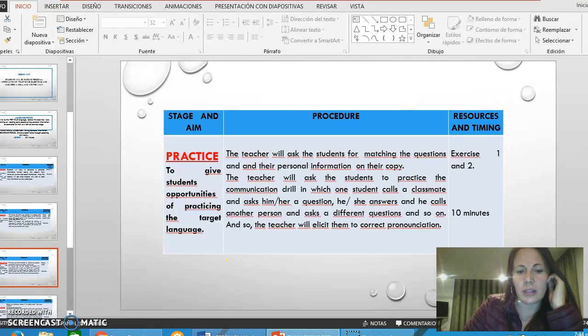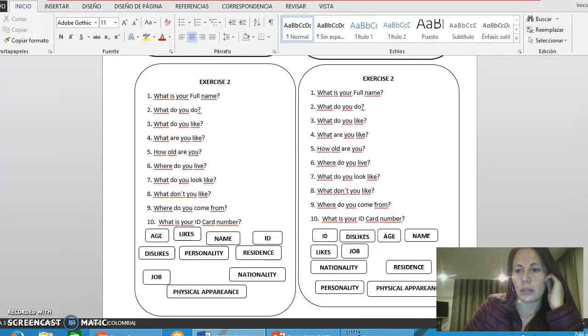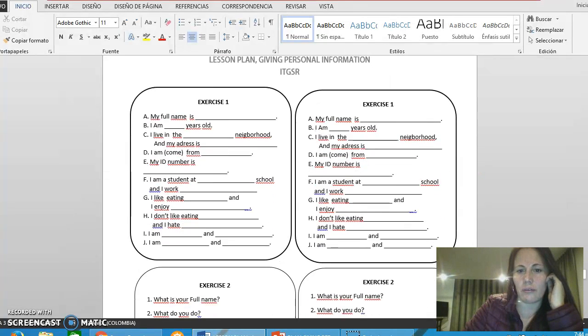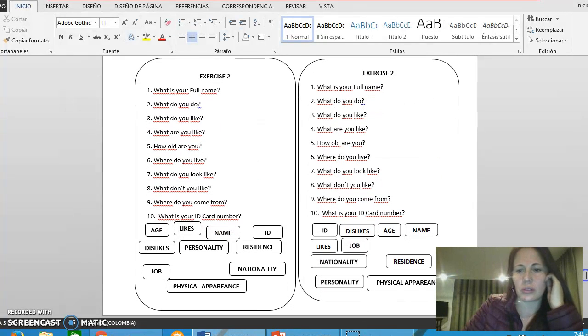So I'm going to give this copy to them. They are going to have this copy and organize it to match the information, questions and answers. So they have to write.